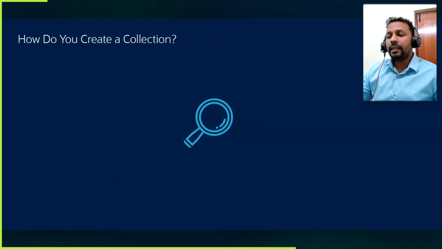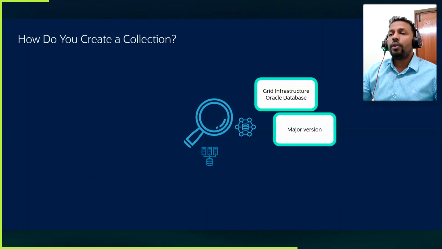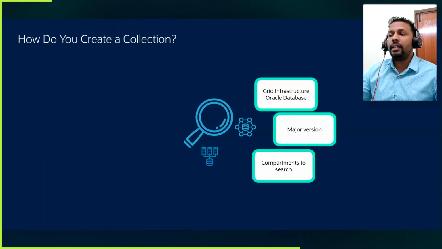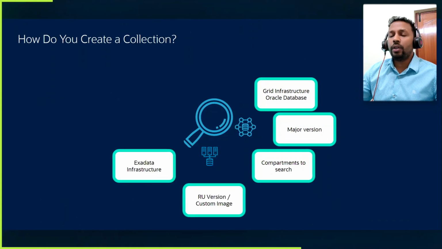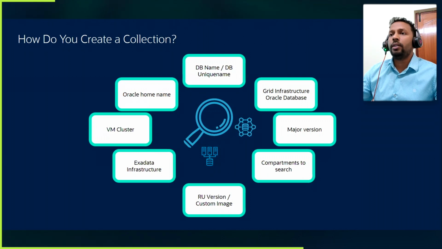So how do you create a collection? Basically, we search the databases, either grid infrastructure or Oracle database. What is the major version? For example, you want to create a collection of 19c databases which are running on 19.19. So we will first search with that criteria, and then of course we have to specify the compartments, the release update version, which Exadata infra it is residing on, which VM cluster, and whether you have any specific home name. So it gives you a lot of flexibility to search with different parameters.